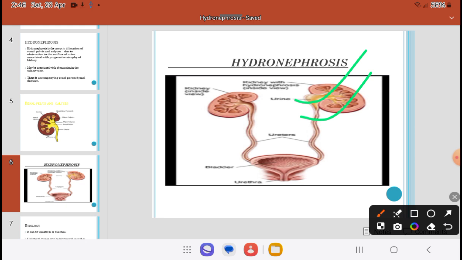Some patients ask me, sir, why do I suffer from hydronephrosis? Why can I not be free from hydronephrosis? This is a real question that arises in a patient's mind. Of course, there is an etiological factor present in the patient that leads to hydronephrosis. Let's discuss the etiological factors of hydronephrosis.